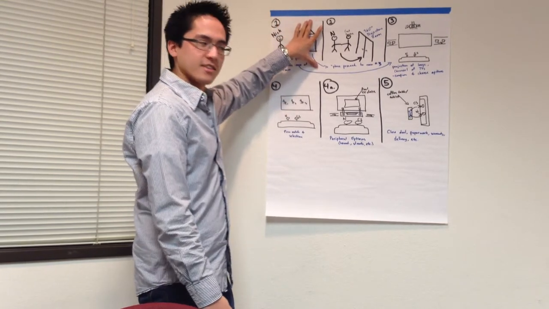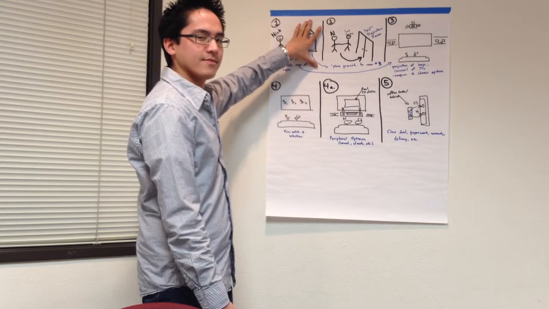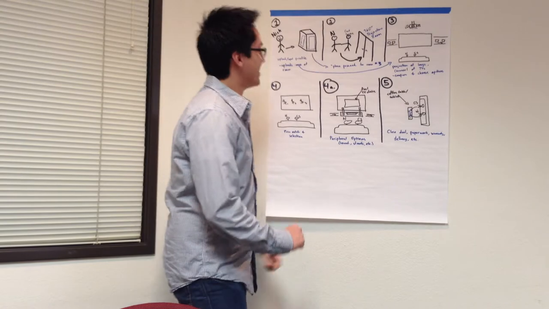What was the other one? Digital display. Deals. The DDD. Triple D. The triple D.